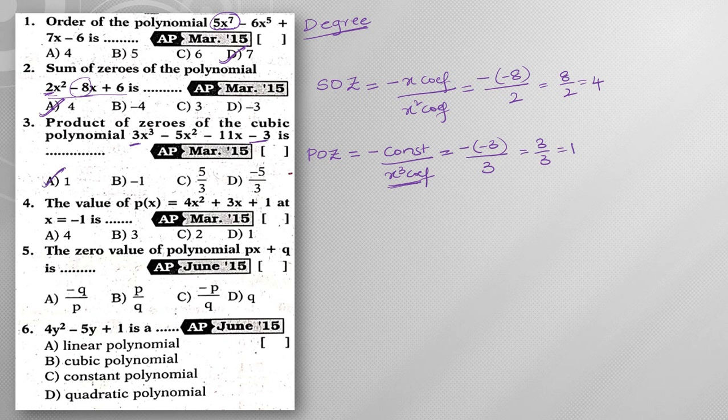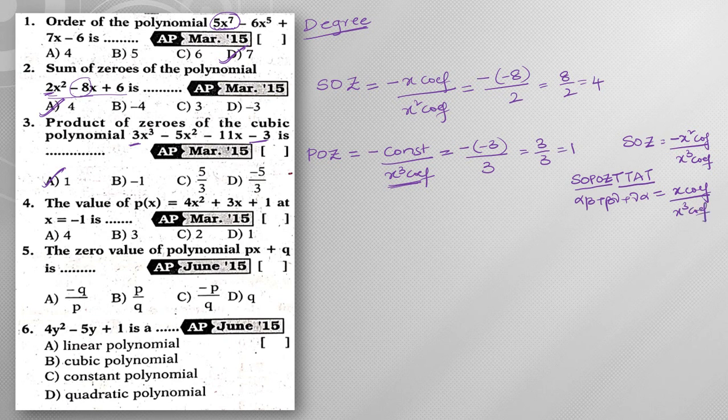Suppose we ask about the sum of zeros for this question. The sum of zeros is given by minus x square coefficient by x cube coefficient. Always in the denominator you will have the x cube coefficient. The same way, if we ask about the sum of product of zeros taken 2 at a time, it is represented by alpha beta plus beta gamma plus gamma alpha, which is equal to x coefficient by x cube coefficient, right?